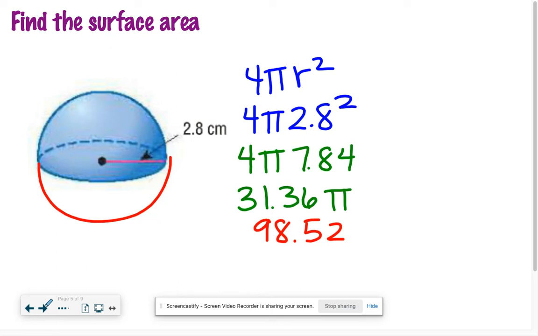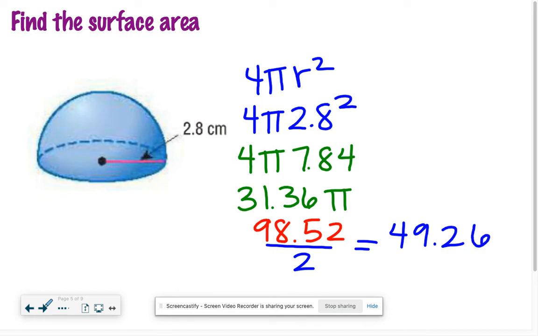Okay, now that would be if I had a whole sphere, right? But I only have half of it. So we have to divide this by 2. So 49.26. Okay, now folks, however, we just got the dome, like the bubble, but we haven't accounted for this great circle, that bottom. That's still part of my surface area.